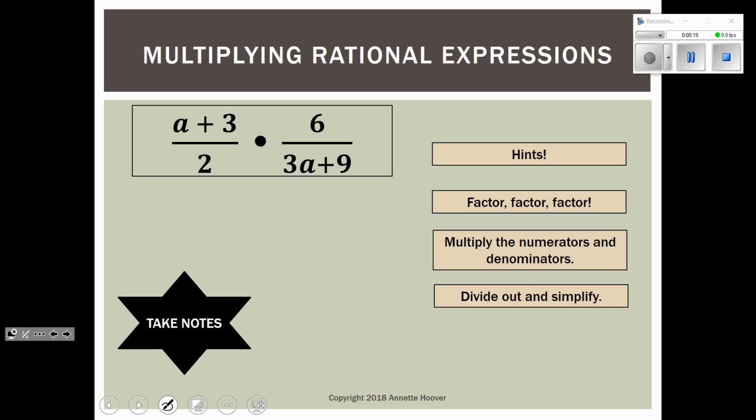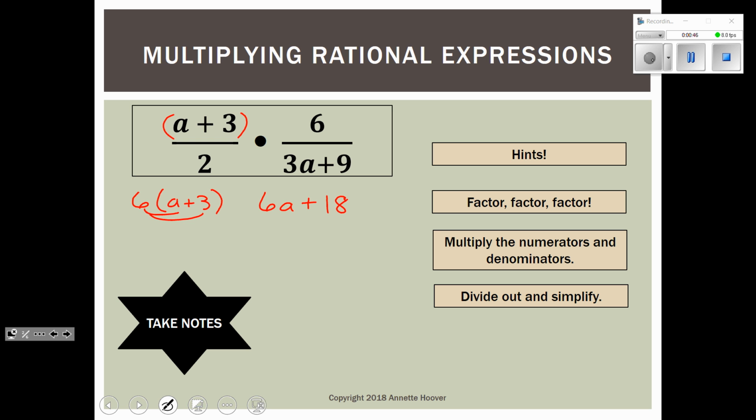You could start out by multiplying the numerator times the denominator and then simplifying, or you can try to simplify before you do the multiplication. So I'm going to show you both just to show you how this works. On the top we have a binomial times a monomial. So if I were to set this up, I would multiply the monomial times the binomial, and we would do the distributive property, and that would be 6a plus 18.